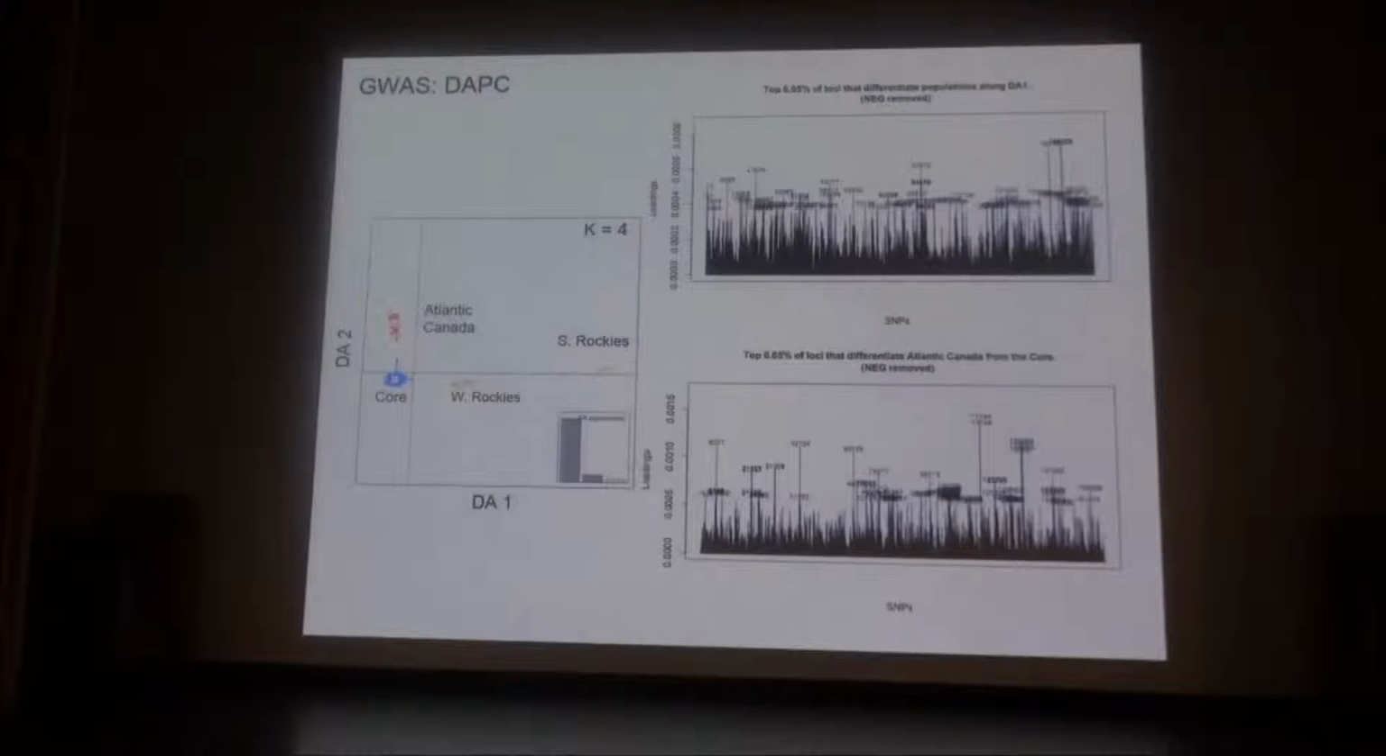Here is a kind of GWAS from DAPC. This is a Manhattan plot with a lot of loci above a certain threshold that contribute a lot to this. So these are the loci that differentiate discriminant axis 1, so our core from our Western and Southern Rockies populations, and this differentiates the core from the Atlantic Canada populations. So I'm going to move on.